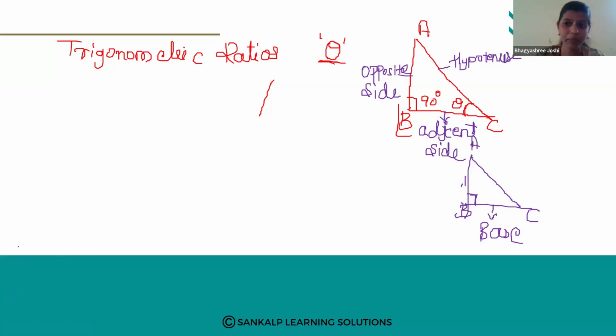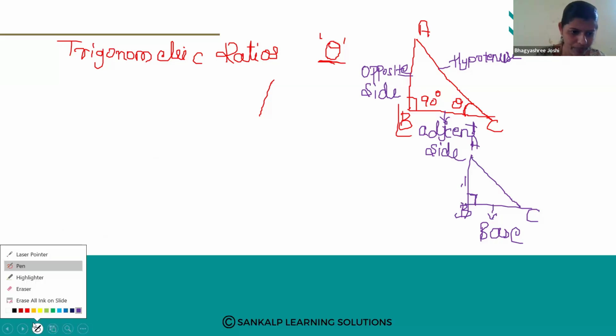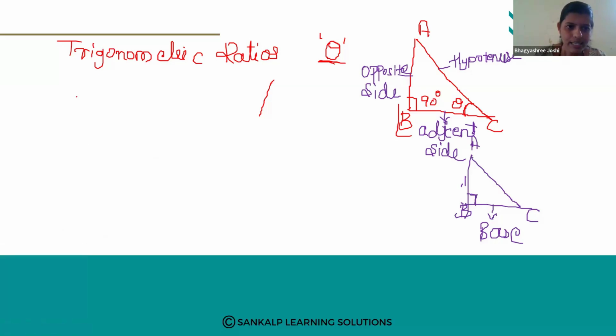How do you write ratios? See, if it is A is to B, you are going to write this as A divided by B. You are comparing A and B.